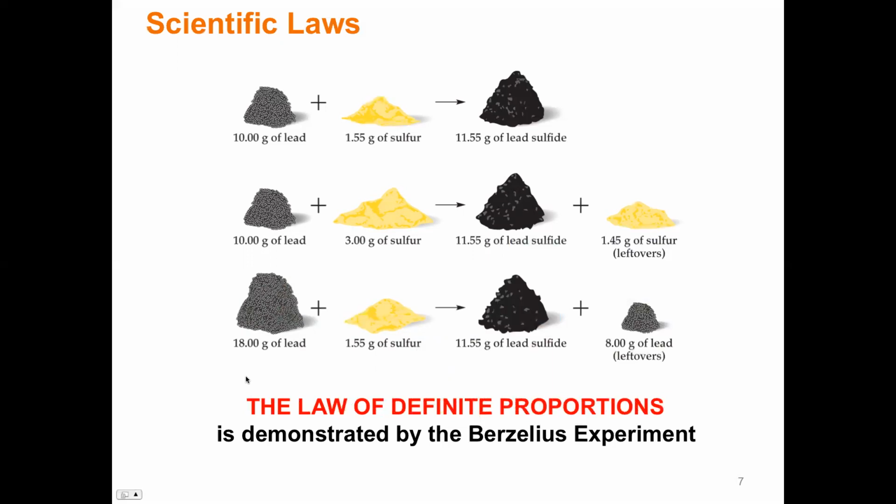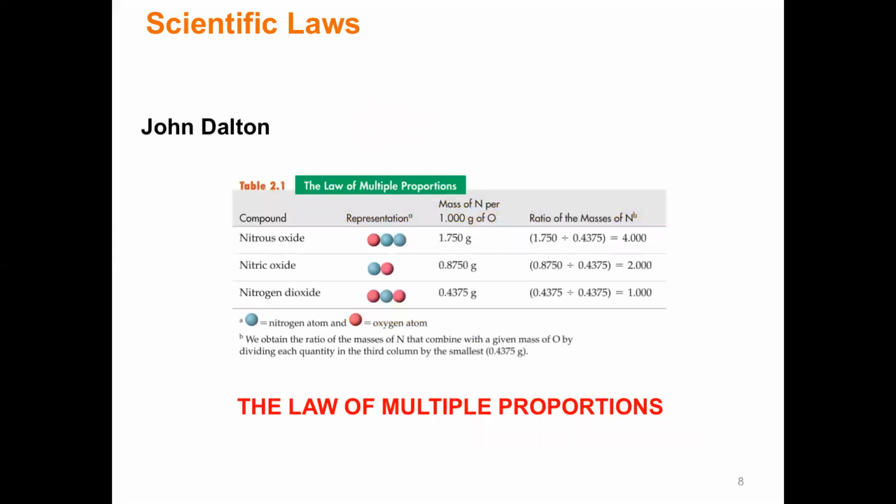So if you think of H2O, you've always got 2 hydrogens for 1 oxygen. Whatever you know, they're always going to be in these definite proportions, and they always come in these whole number ratios. All right, and that brings us to John Dalton. Dalton has this law of multiple proportions.